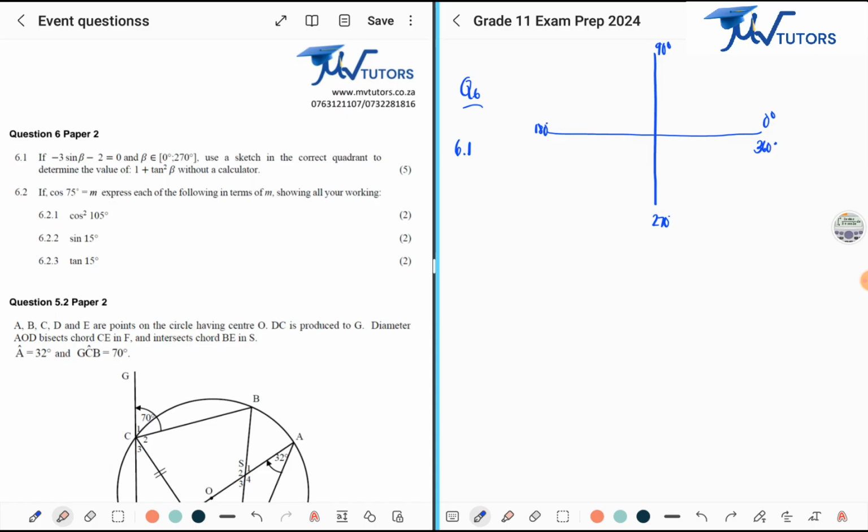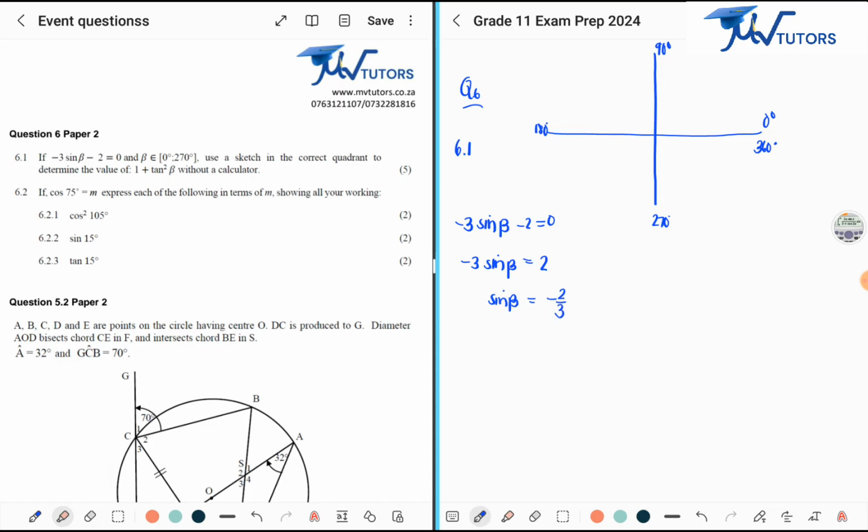Use a sketch in the correct quadrant to determine the value of 1 plus tan squared beta without a calculator. Okay, so we have negative 3 sine beta minus 2 is equal to 0. So I'm going to take the negative 2 to the right hand side, and it becomes 2, right? And then I'm going to divide by negative 3 so that I can get sine beta alone. So we have negative 2 over 3.